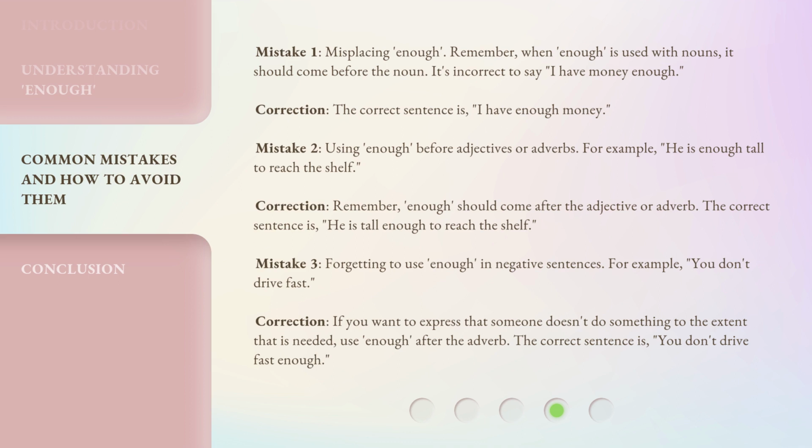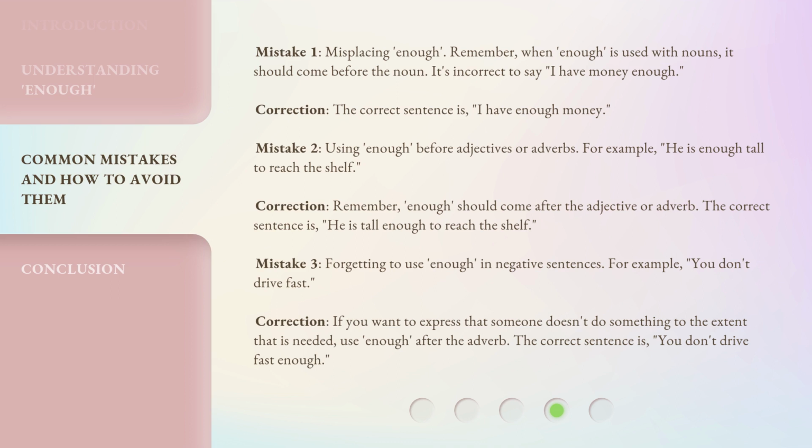Mistake 2. Using enough before adjectives or adverbs. For example, he is enough tall to reach the shelf. Correction. Remember, enough should come after the adjective or adverb. The correct sentence is, he is tall enough to reach the shelf.